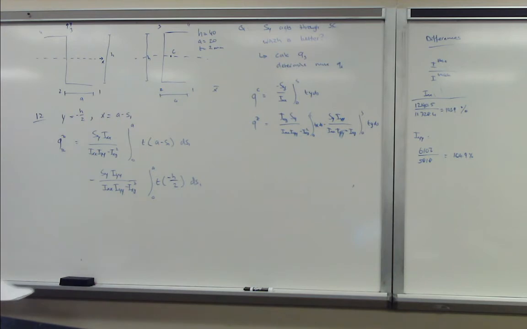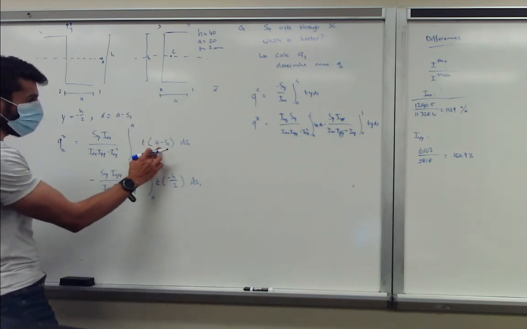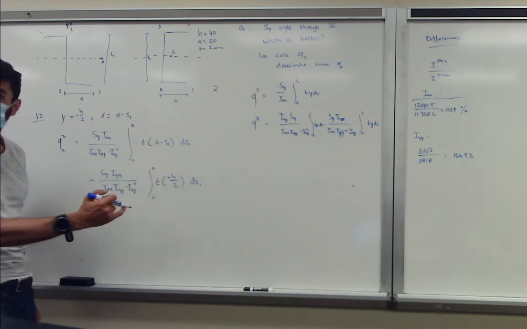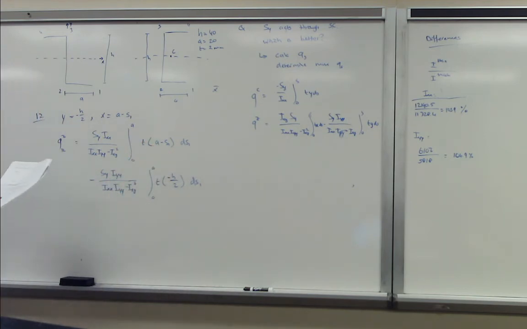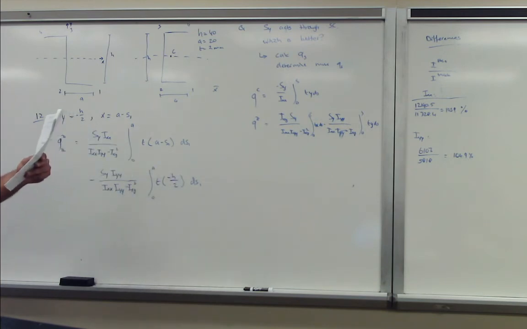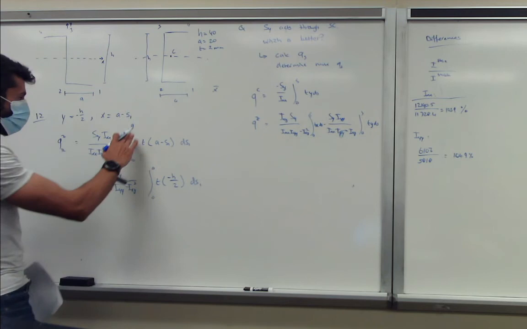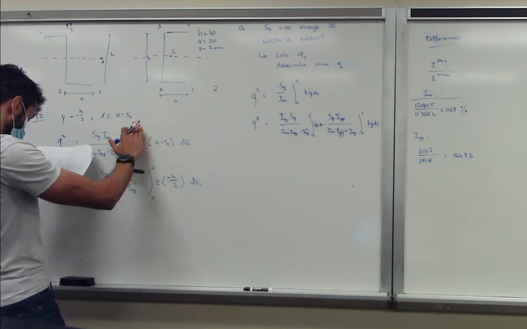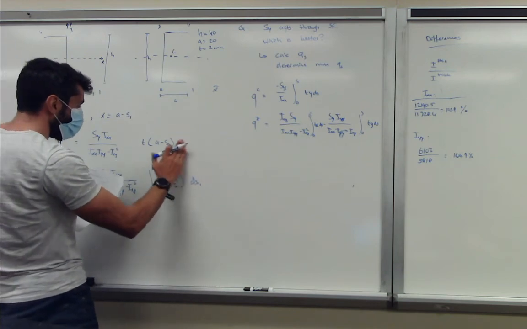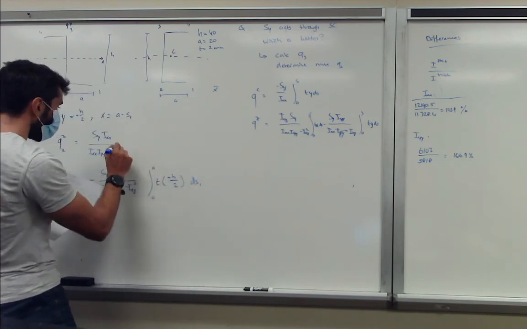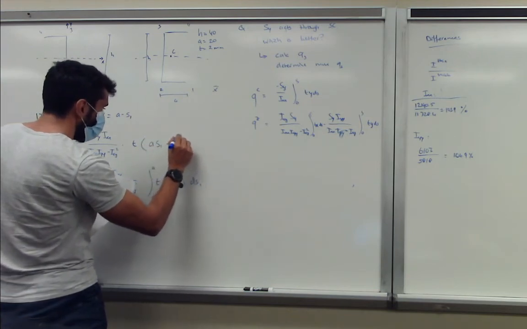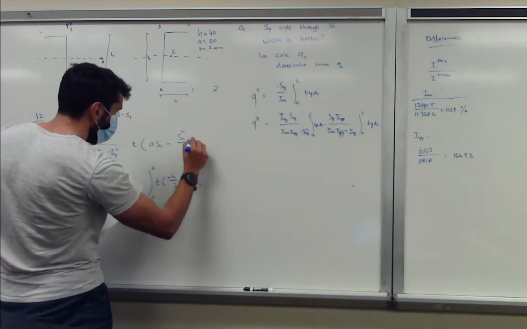So if we basically do the integral of this, we get s minus s1 over 2 squared. And here we get just h over 2 minus h over 2 squared. So let's do the integral as well. This, if we do the integral, what we get is t times a s1 minus s1 squared over 2.